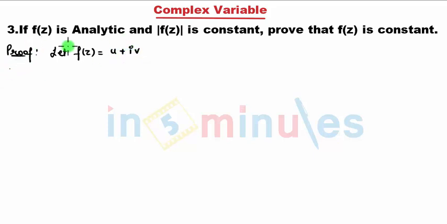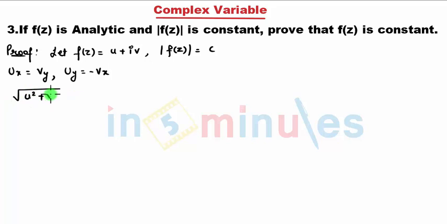Since it is analytic, we know that ux is equal to vy and uy is equal to minus vx. It's also given that |f(z)| is constant, so let's say |f(z)| is equal to c. On the basis of this, I can write that |f(z)| is nothing but the square root of u squared plus v squared, that is equal to c. Therefore u squared plus v squared is equal to c squared. Name this as equation number 1.